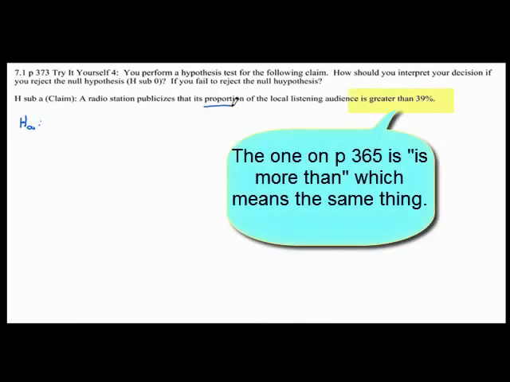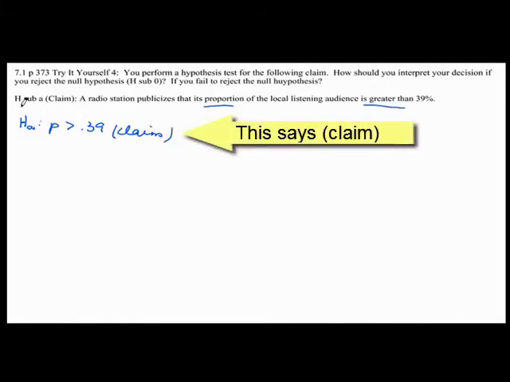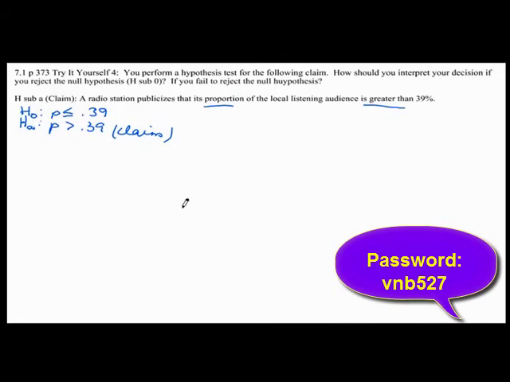So the H sub A, the alternate hypothesis here, is that a radio station publicizes that its proportion of the local listening audience is greater than 39%. So its proportion, so that's going to be P, is greater than 39%, 0.39. That's the claim. Okay, so the null hypothesis, the H sub 0, would be P is less than or equal to 0.39. And that's not really all that important, but what's important is that you get the idea of how it's going to look when you're done with your problem. So let's take a look.